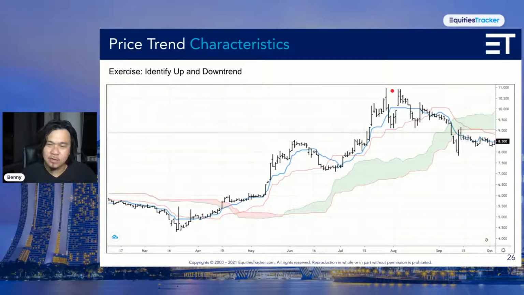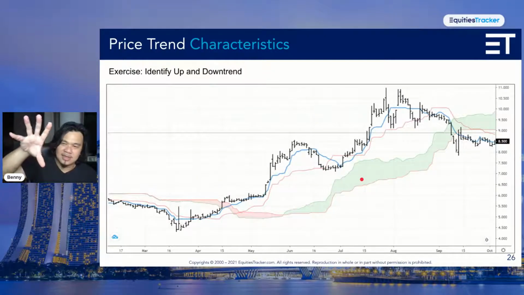So the first thing you want to do is to identify whether the price is above the cloud or below the cloud. If it's above the cloud, then it's an uptrend. If it's below the cloud, then it's a downtrend. So that's trend identification. That's what a moving average can do as well. But of course, we're not going to stop there, because now we're going to take a look at the cloud. You can see that the cloud sometimes expands and then it gets thinner.